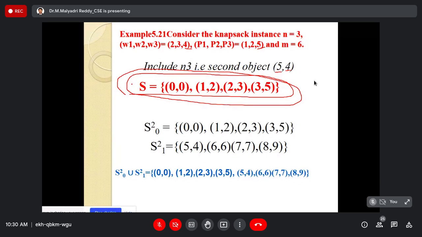So there is a chance of picking up the third object, either including or not including. If including, what is the value? If not including, what is the value? If not including, that is, on the second object, then I will get the same values. That means the previous value will be continued for the next step. If including, what will happen?